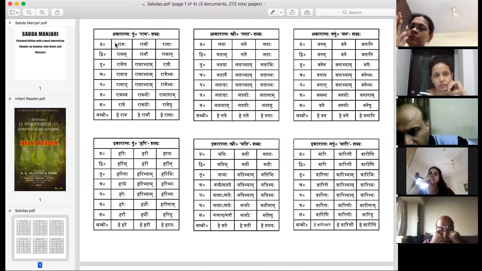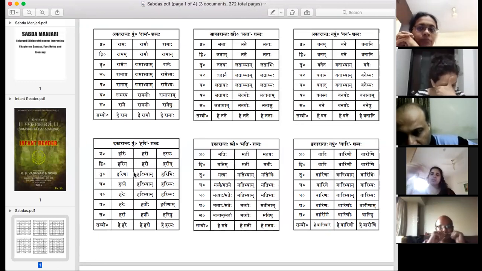So next you go down, not this one. Generally we read Hari after Rama. Even if you read Lata, it is okay, but this is the general order. So Ikarantaha, Pullingaha, Hari Shabdaha. Again Pullinga, because Rama is Pullinga, then we continue with Pullinga and then move to Strilinga.